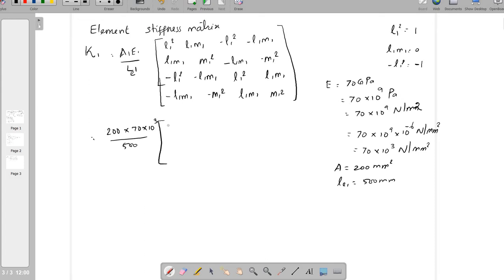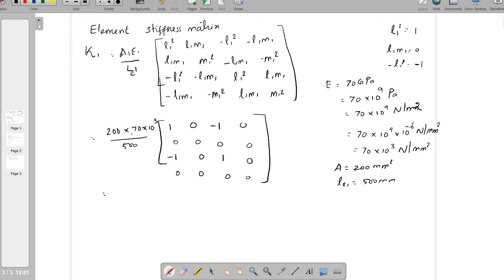L1 square is 1, minus 1. Since m is 0, all the terms in the second row are 0. Next, the negative component of the first row: minus 1, 0, plus 1, 0. Since all the m values are 0, the fourth row is also 0. So simply we have finished the stiffness matrix for element number 1.